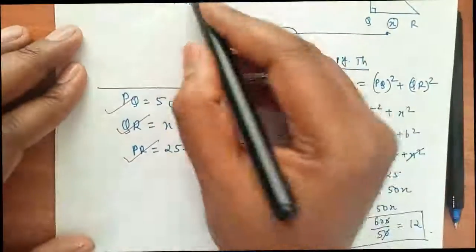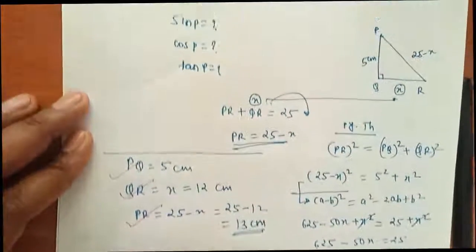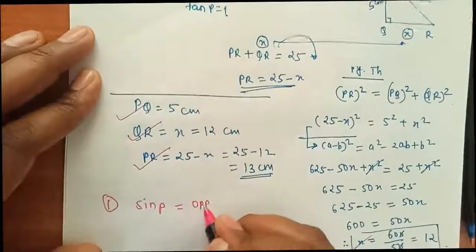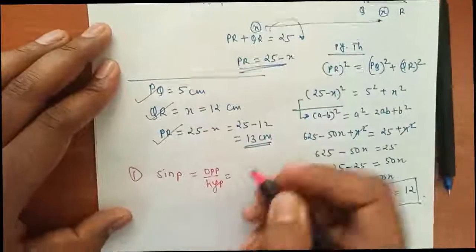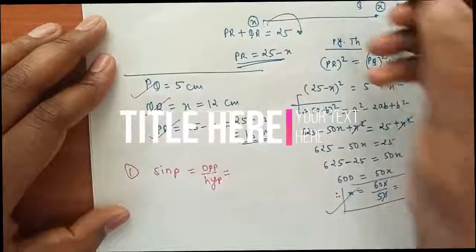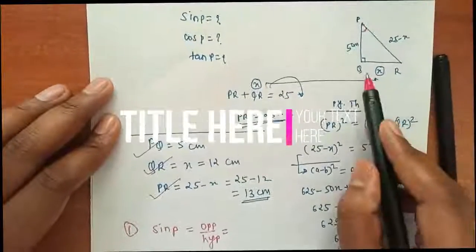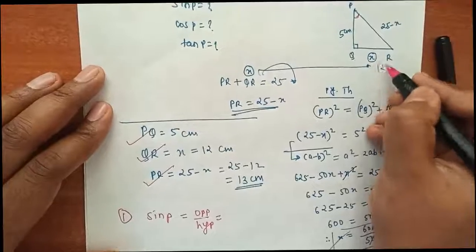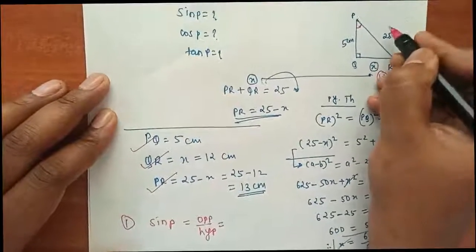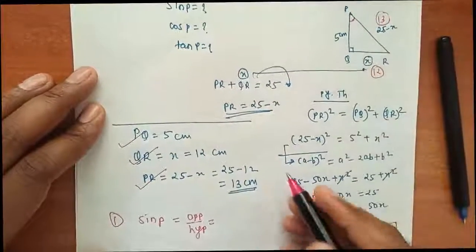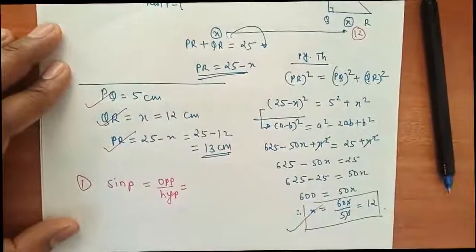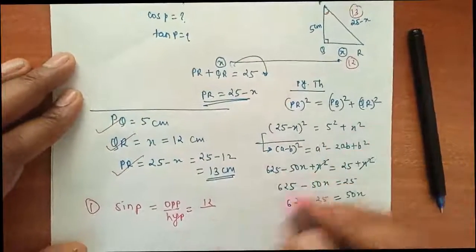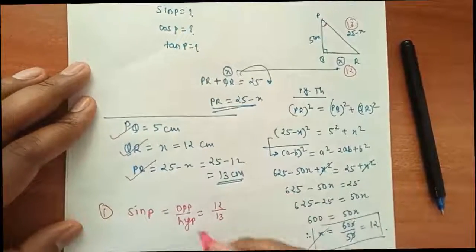So what we have to find out? First I have to find sin P. Sin P is nothing but opposite upon hypotenuse. So opposite for angle P is QR, and this QR value we got is 12, this PR value we got is 13, and this is 5. So opposite upon hypotenuse, opposite is 12 and hypotenuse is 13, so it will be 12 upon 13. So first answer we got.